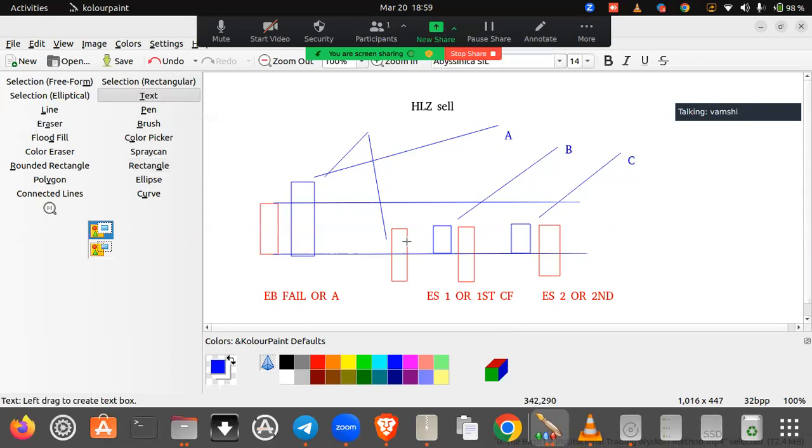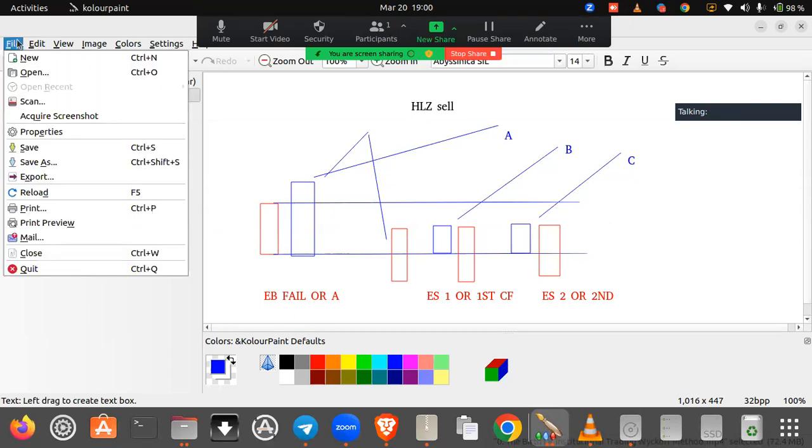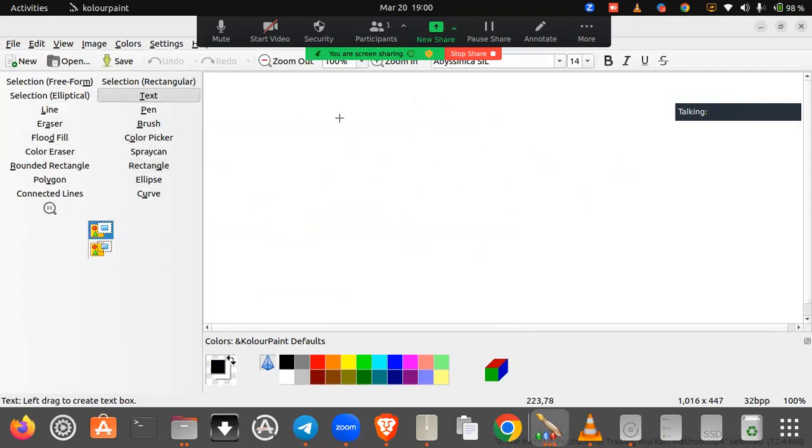Now I'll go to HLZ for buy. HLZ buy is the same as HLZ sell, but just opposite.